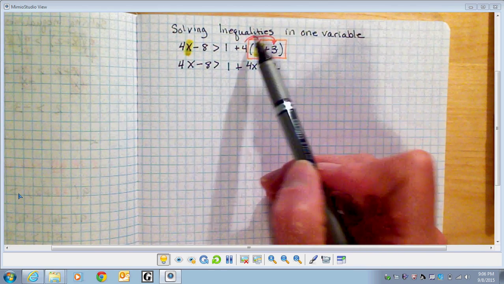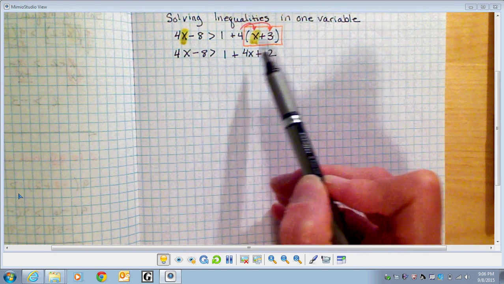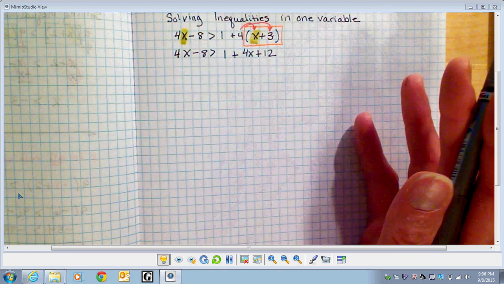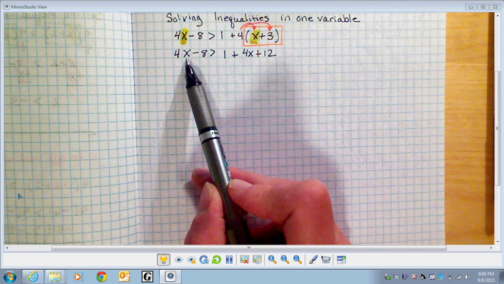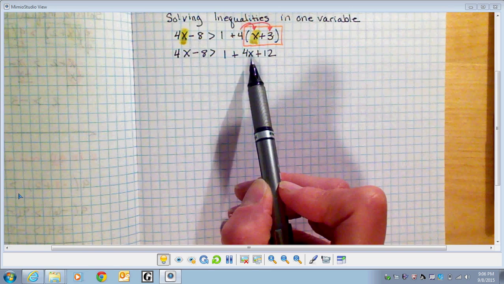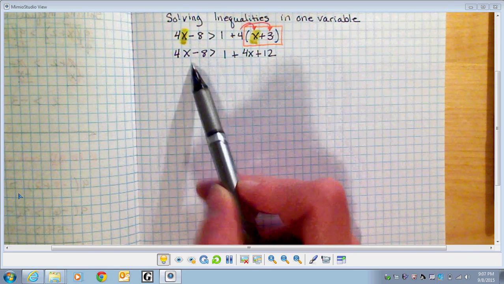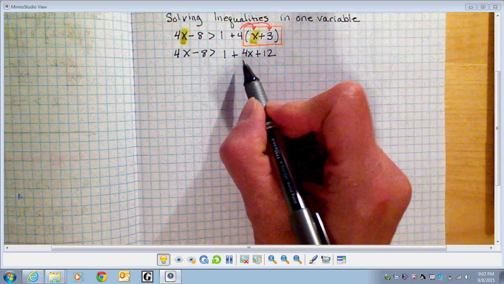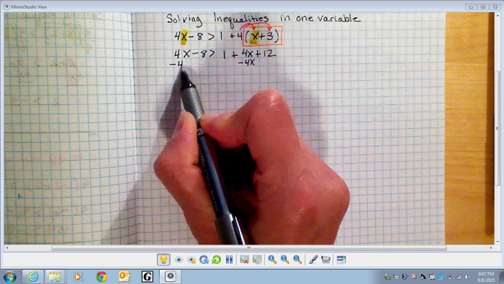Once I distribute that 4 into the parentheses, I no longer need the parentheses. So now x is no longer in jail. It's free to move around wherever it wants. Here I have an x on the left and an x on the right. So let's move this 4x over to this 4x, which means that I'm going to subtract 4x from both sides.